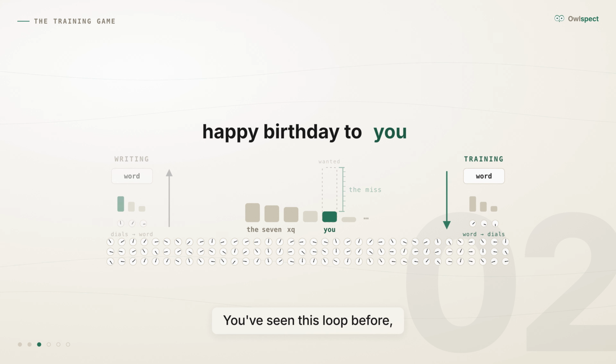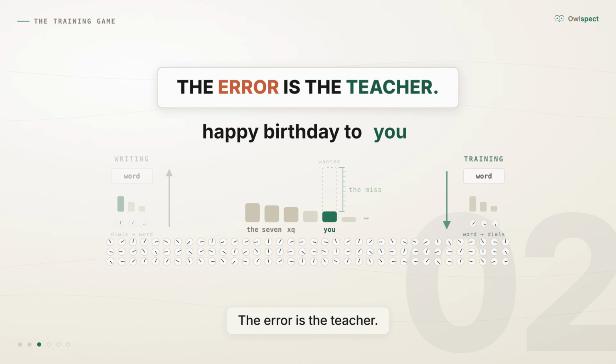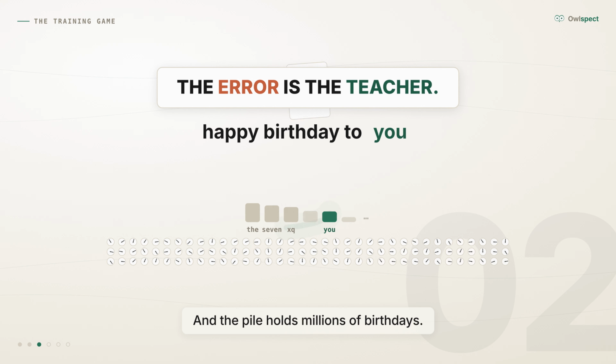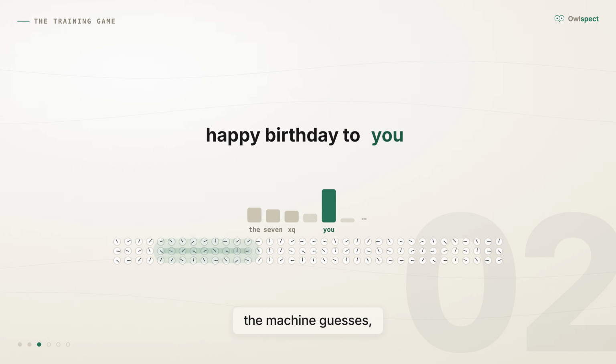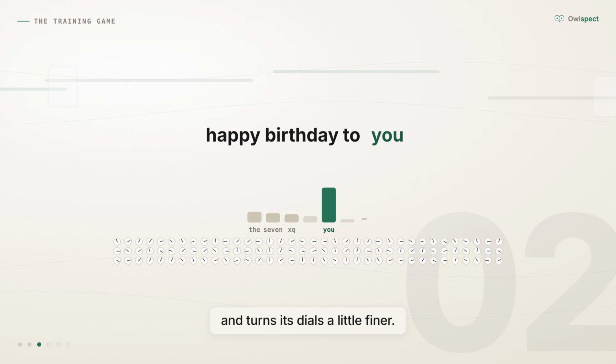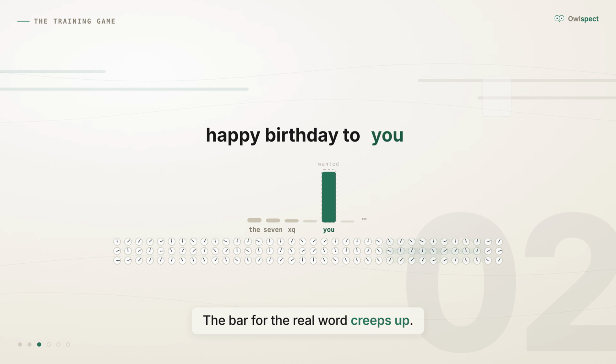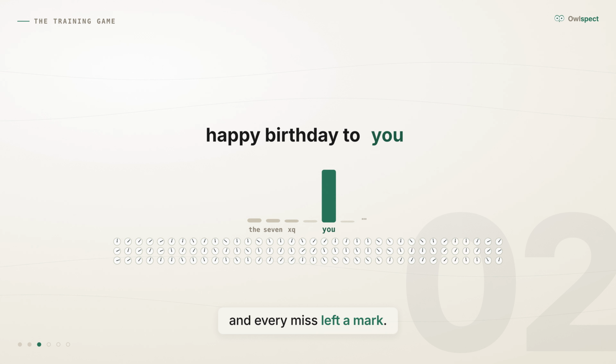You've seen this loop before, running the other way. Writing reads the dials to pick a word. Training uses the word to turn the dials. The error is the teacher. And the pile holds millions of birthdays. Every time one comes past, the machine guesses, misses a little less, and turns its dials a little finer. The bar for the real word creeps up. No one ever explained it. It just kept missing, and every miss left a mark.